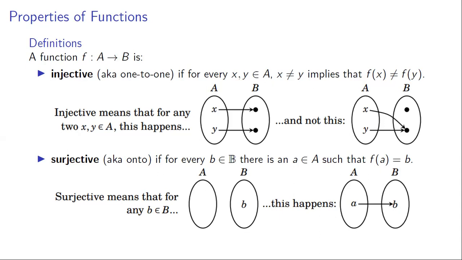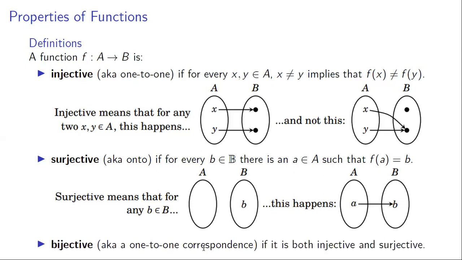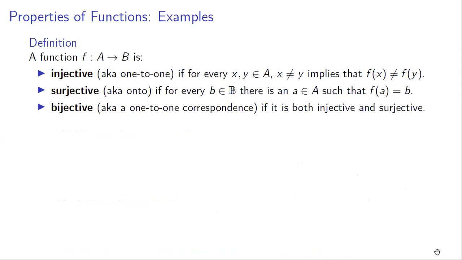And finally, last definition, a function f from A to B is bijective, which is also sometimes called a one-to-one correspondence, if the function is both injective and surjective. Right? So if you have a function that's injective and surjective at the same time, then we say that the function is bijective. So here are again the definitions, and now let's look at some examples.